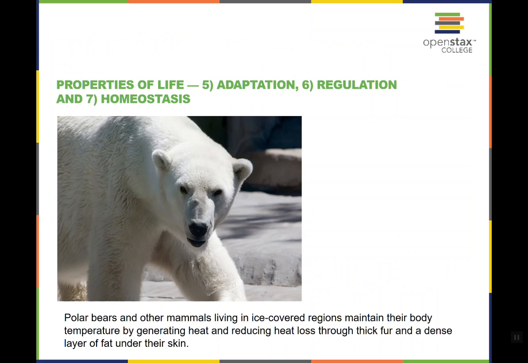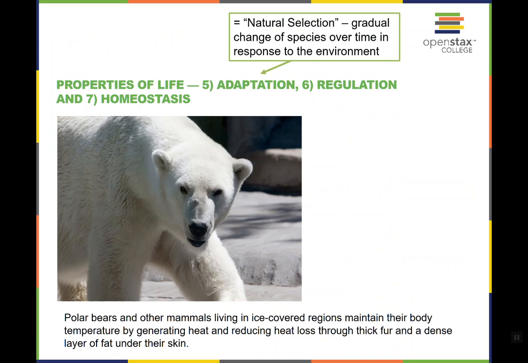This is natural selection. So natural selection and evolution are considered to be fundamental truths about the natural world, and we're not going to debate that in class. So that's how we're going to deal with that terminology in our classroom. So natural selection is the gradual change of species over long periods of time, and that's in response to the environment. So the idea behind this is there are reasons why life looks the way it does.